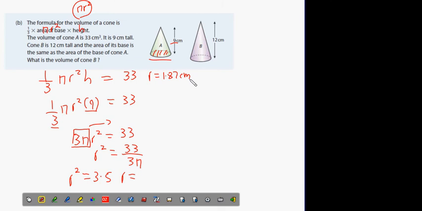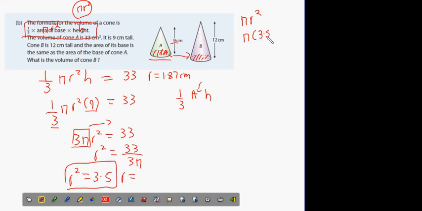Now, cone B is 12 tall, and the area of its base is the same as the area of the base of cone A. So I have to find the area of the base of cone A. Remember the formula: a third times the area of the base multiplied by the height. B has the same base area as A. So the area of base A is pi r squared, which is pi multiplied by 3.5. So the volume of cone B is going to be equal to a third multiplied by the area of the base, which is pi times 3.5, and then the height, which is 12.